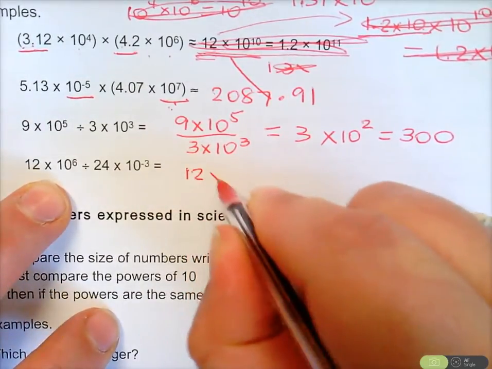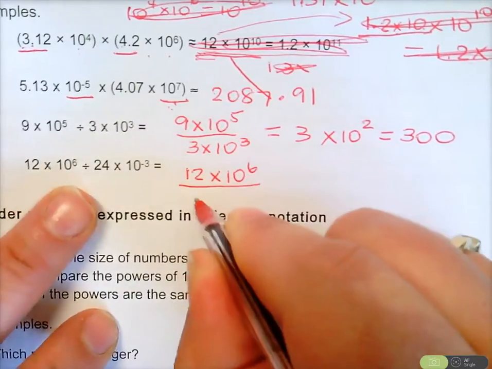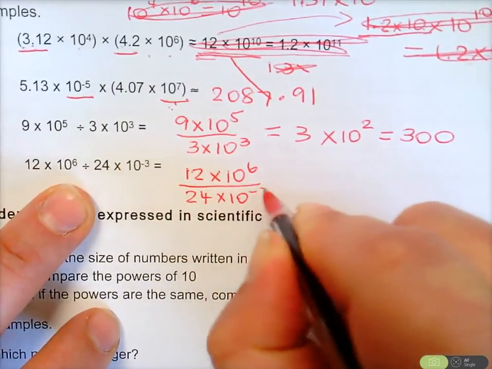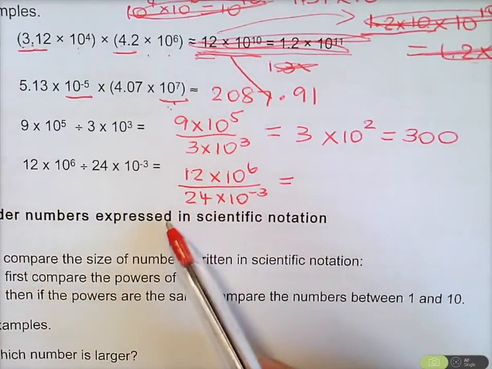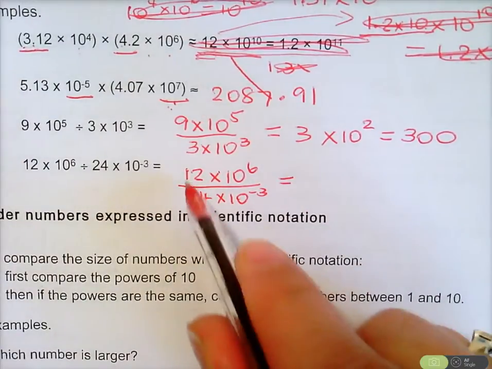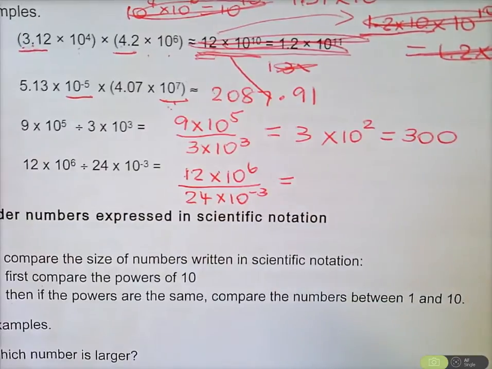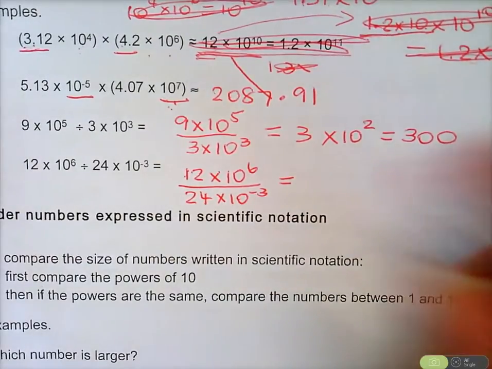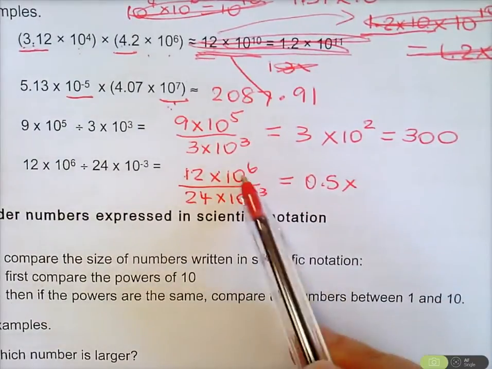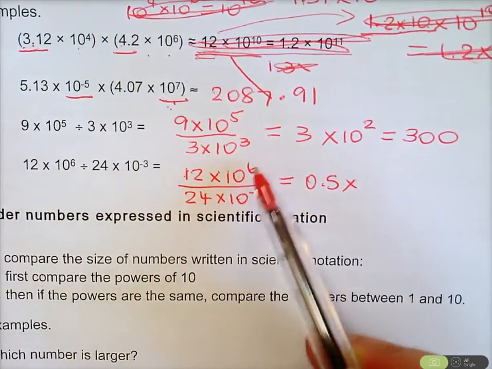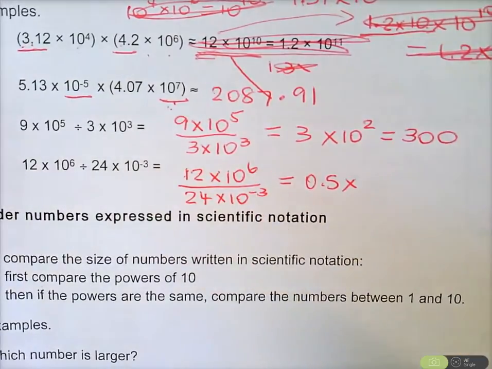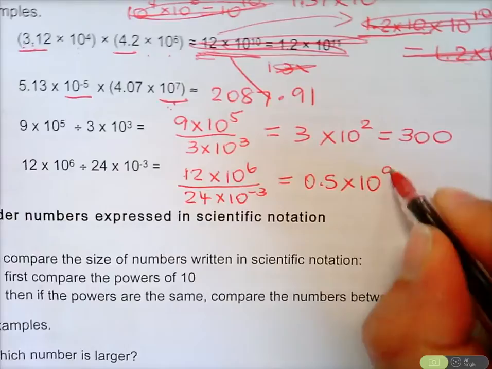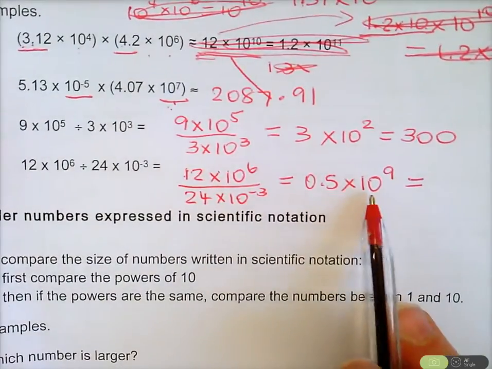Watch. 12 times 10 to the power of 6 divided by 24 times 10 to the negative 3. I know it's a little bit tricky. We're just going to get an idea of what your answer is going to be. What's 12 over 24? How do you cancel that? A half. Look at the powers from indices. We've just finished indices. 10 to the power of 6 divided by 10 to the negative 3. What do you do with your powers? Subtract. So it's 6 take away negative 3, which is positive 9.